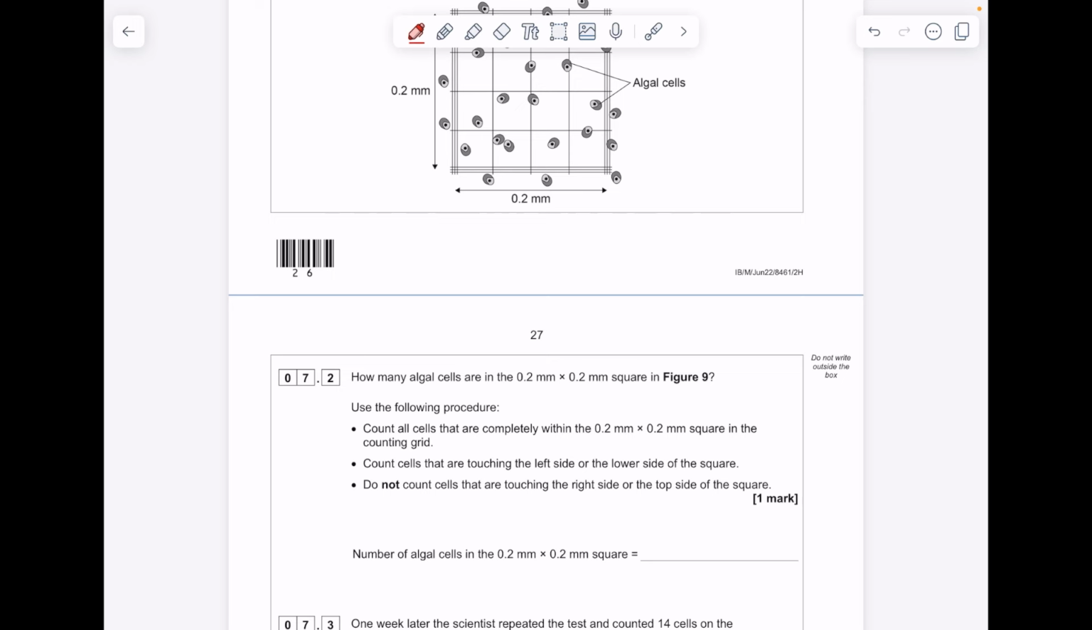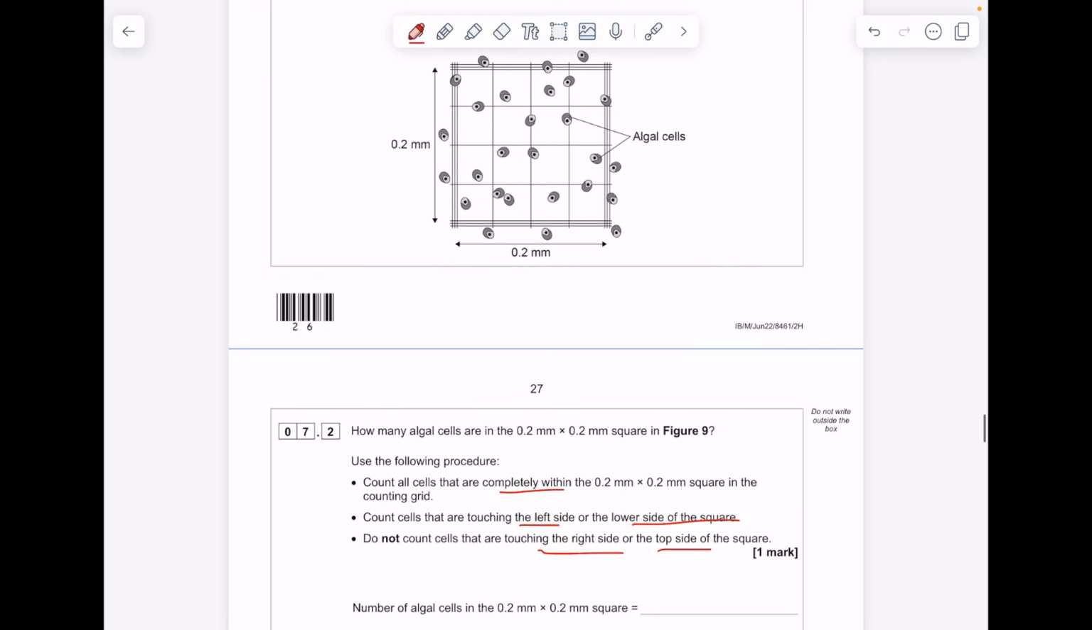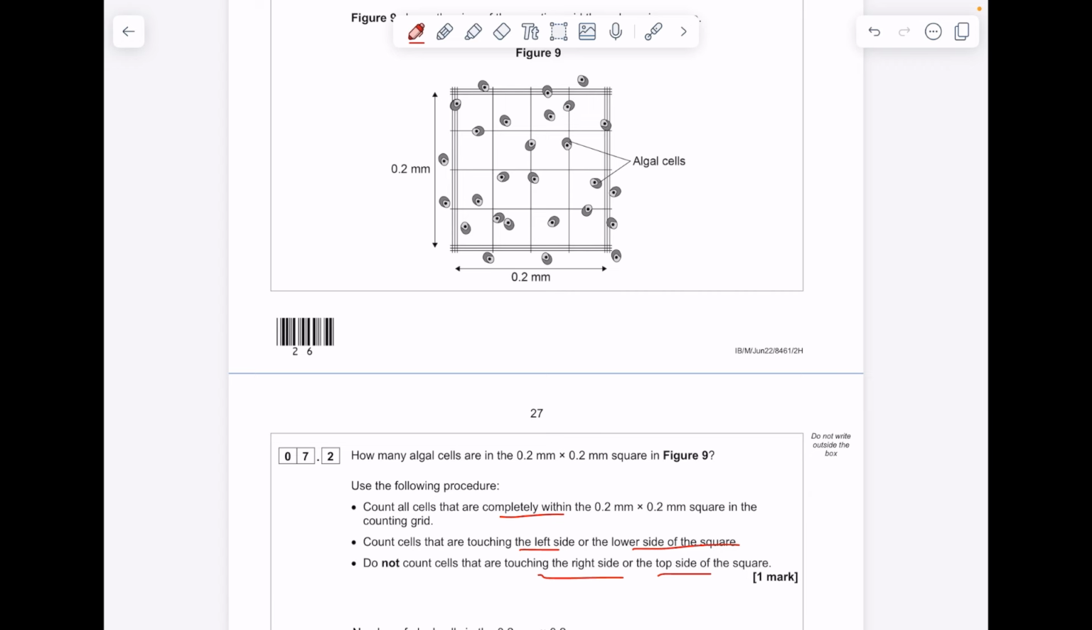Use the following procedure. Count all the cells that are completely within the square. Count cells that are touching the left side or the lower side of the square. Do not count ones touching the right or the top side. So let's follow those instructions. They've told us not to count these ones, so I'm going to cross those out, and then we just count them. 1, 2, 3, 4, 5, 6, 7, 8, 9, 10, 11, 12, 13, 14, 15, 16.